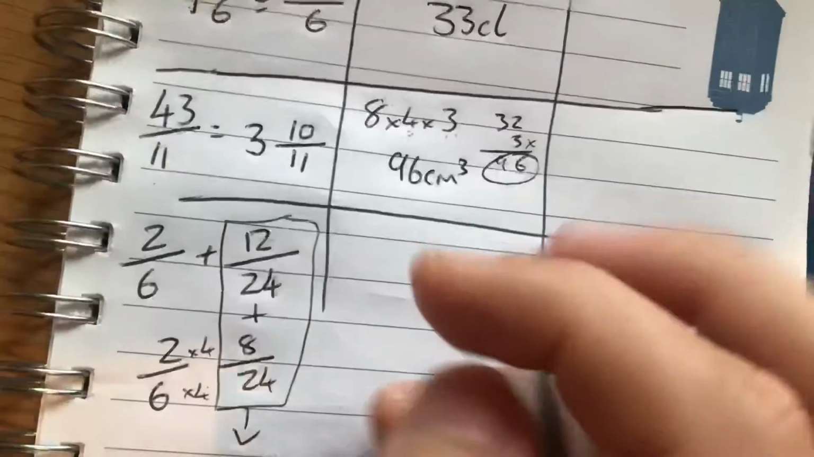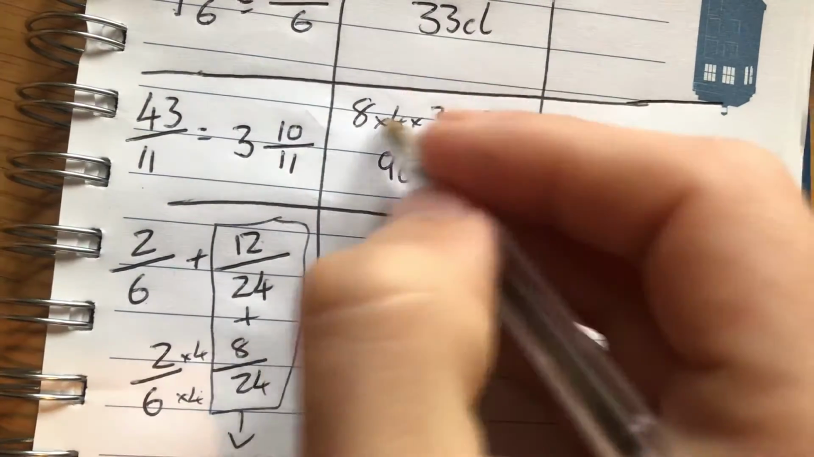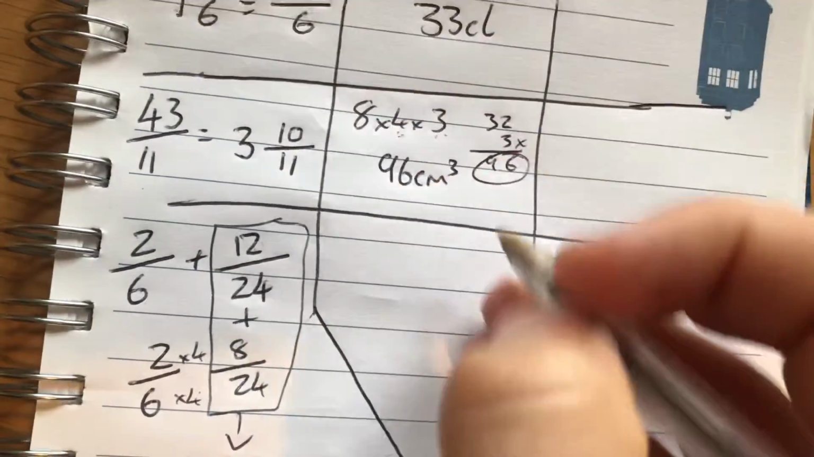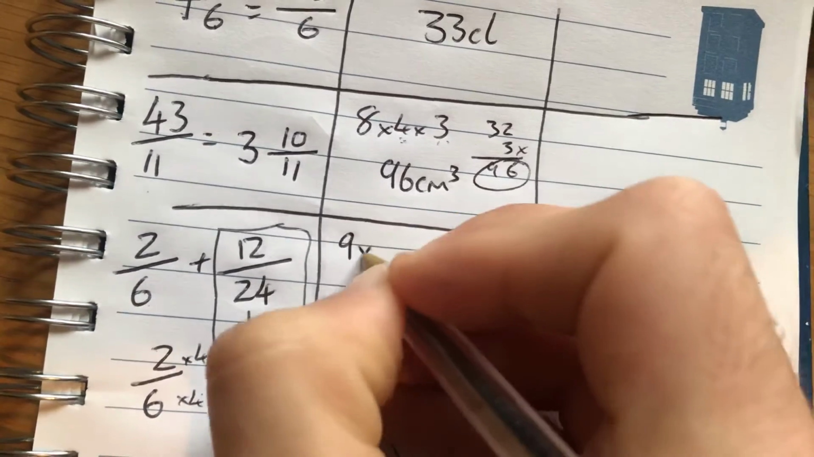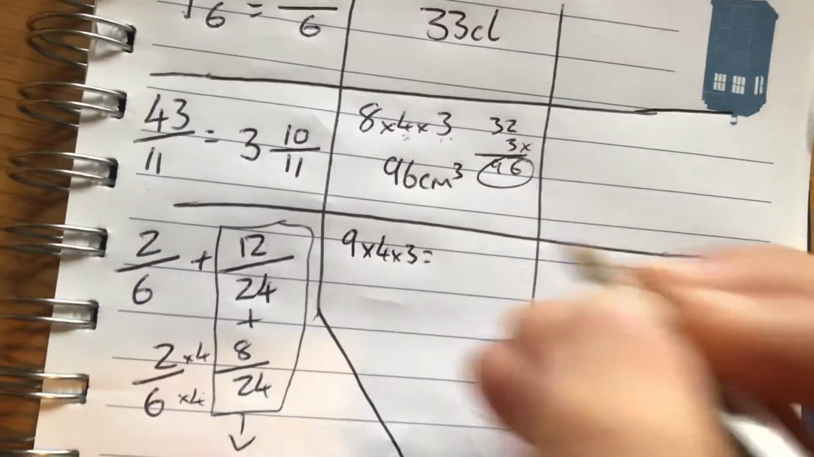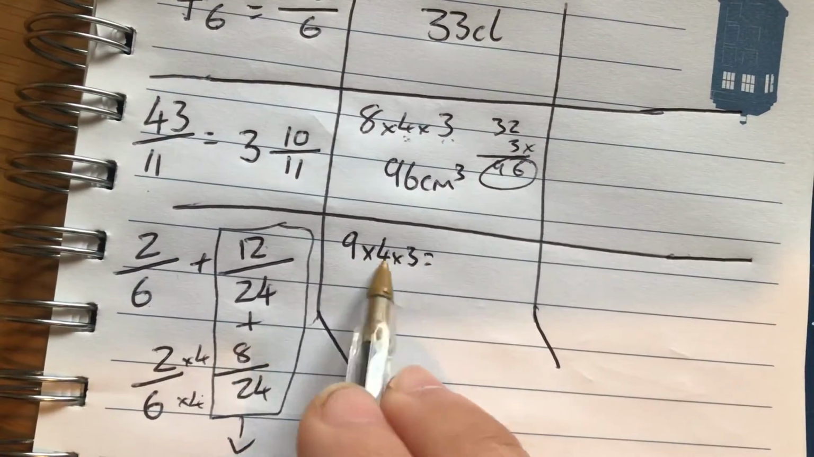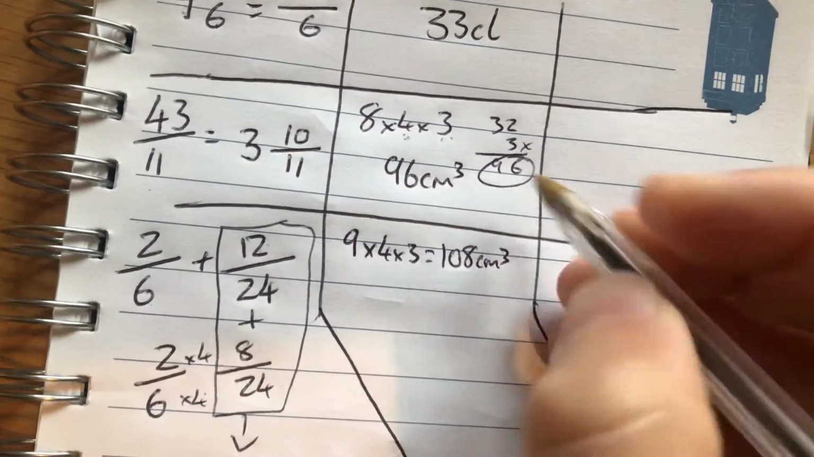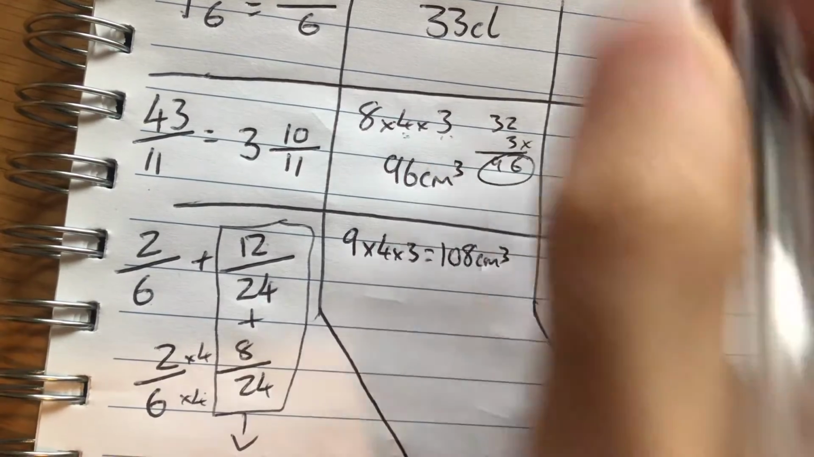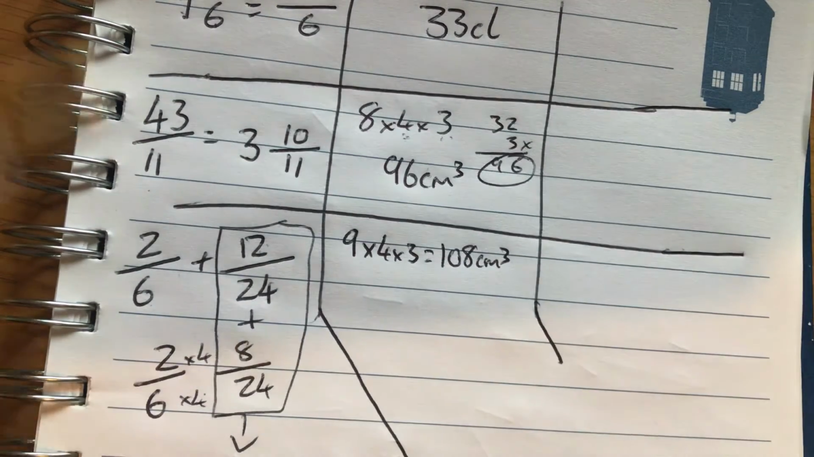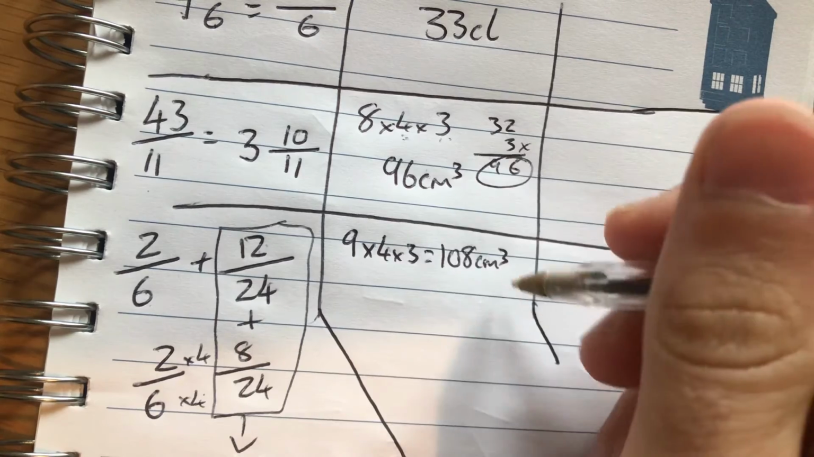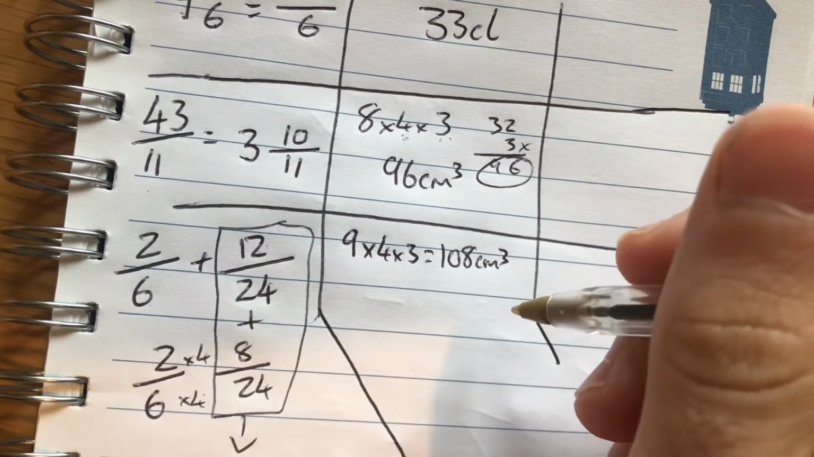So what if, now you could just do this systematically. You could just change one at a time. So you could go 9 times 4 times 3. So 4 times 3 is 12, times 9, that's 108. So that's got a difference, because remember, it's not get the biggest number, it's which dimension has changed the volume the most. So what I would do is each time I've done it, I would write the difference.